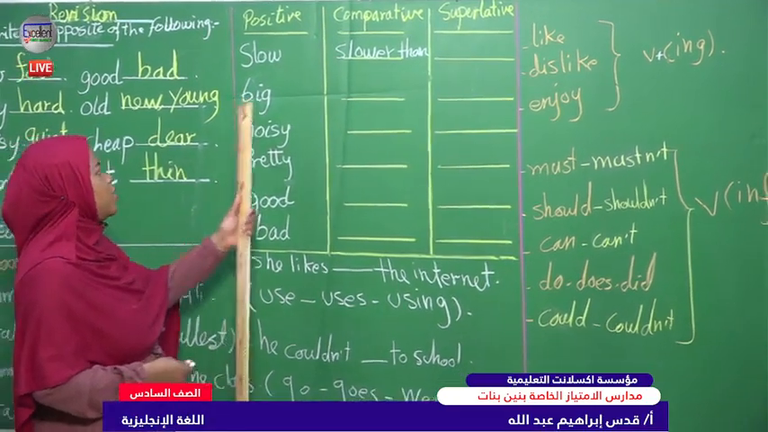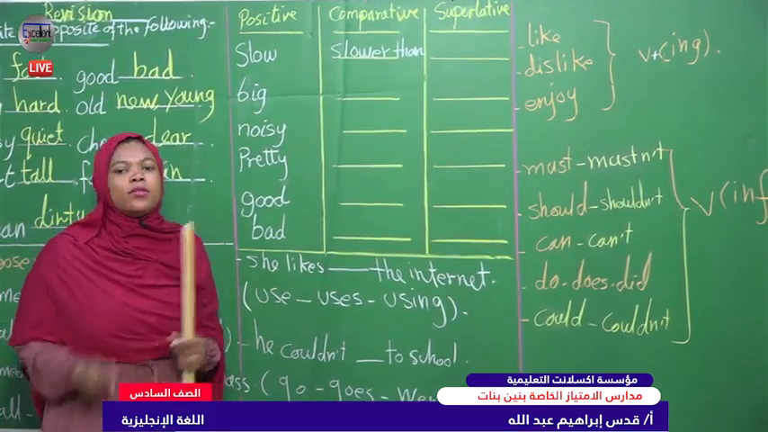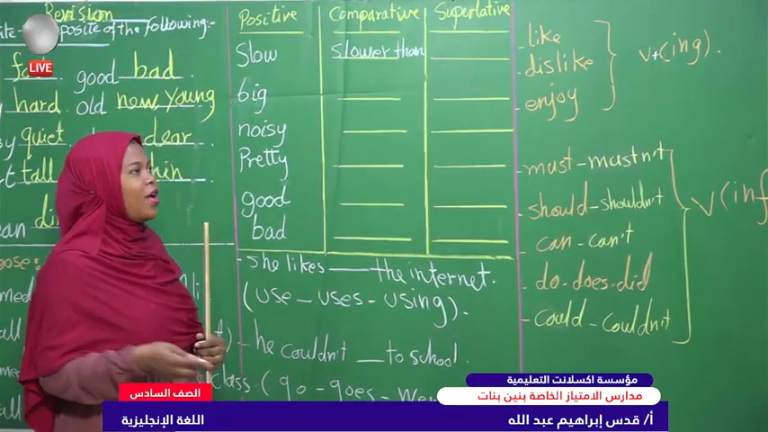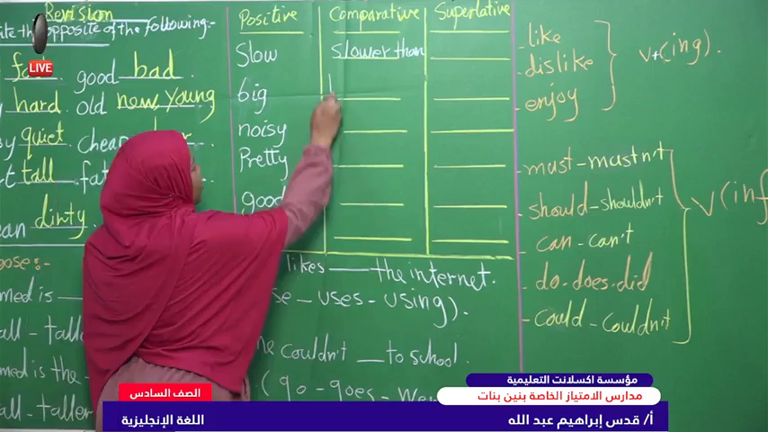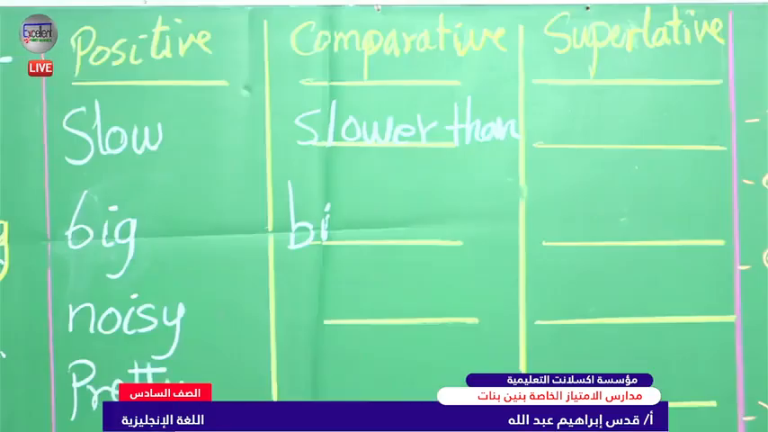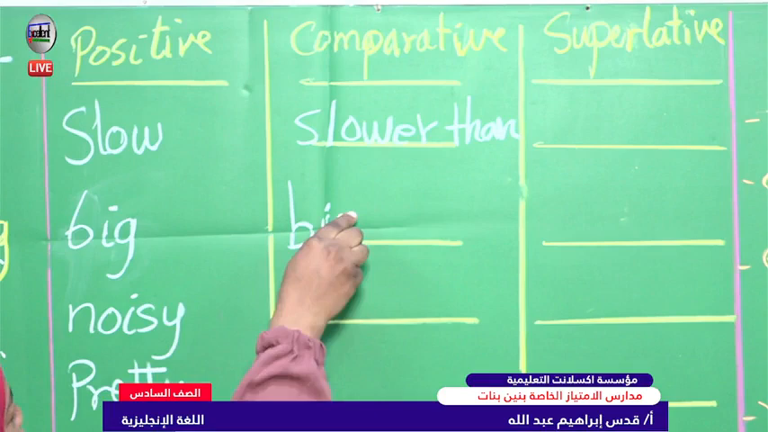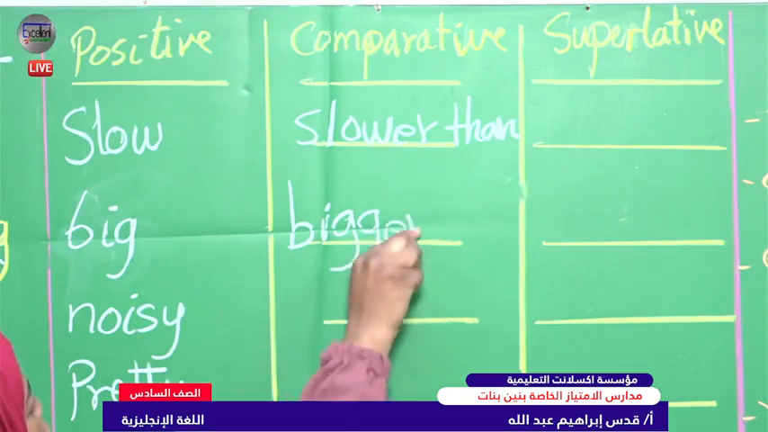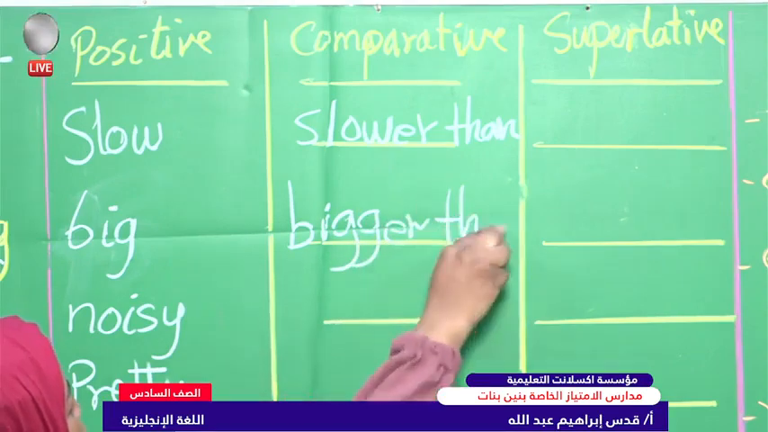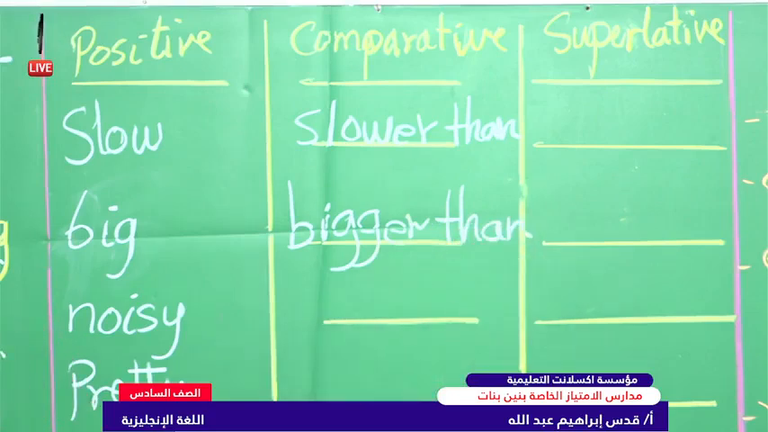I have big. It becomes bigger than. Yes, bigger than. I have to notice, as I said, الناس تركز على السبيلينج الصحيح. Big becomes bigger than. Here بيحصل شنو؟ ندبل الحرف الجي. Bigger than. أكبر من. Big means كبير.